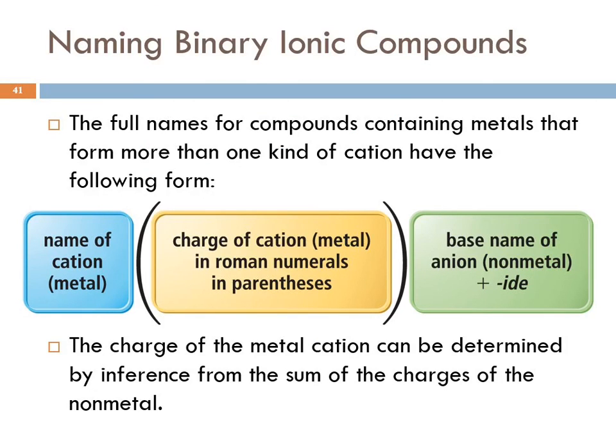Well, what if you have one of those other metals that forms more than one ion? You're still going to put the name of the cation and the name of the anion. But now the name of the cation includes the charge in Roman numerals. If we're looking at the formula and writing the name, we sometimes have to figure out what the charge on that ion is, and we do that by inference, by looking at the charge on the anion and the relative numbers, and we'll do an example of that.